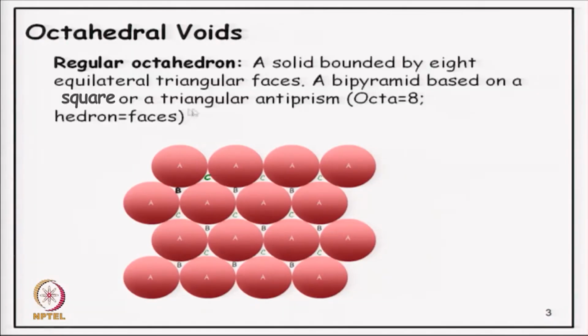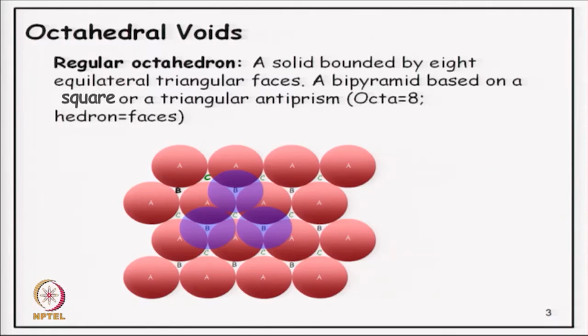So, a bipyramid based on a square or a triangular antiprism. This is a definition of a regular octahedron, and the location of that regular octahedron can be seen here, as I was telling, around a C site. When we place the B atoms, there are 3 B atoms around this C site and there are also 3 A atoms below. So, 3 A atoms on one plane and 3 B atoms on another plane, the centers of these 6 spheres are 6 corners of the octahedron.